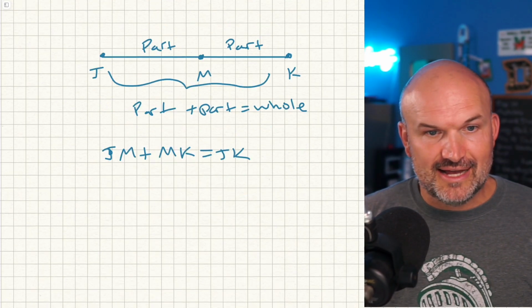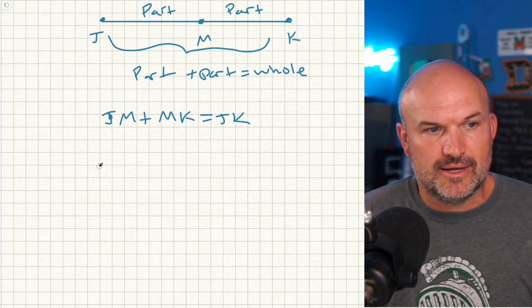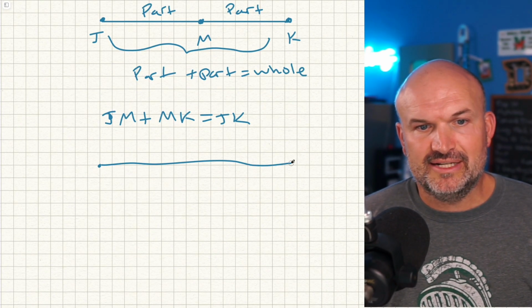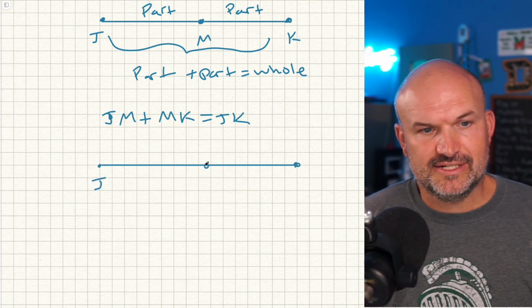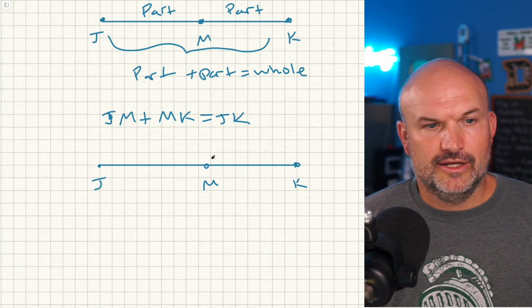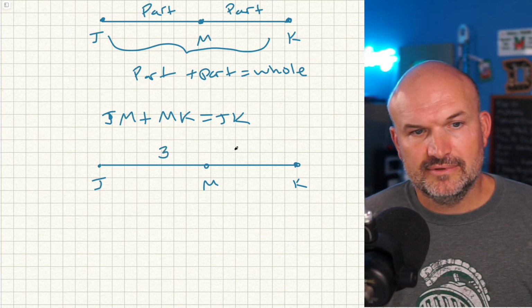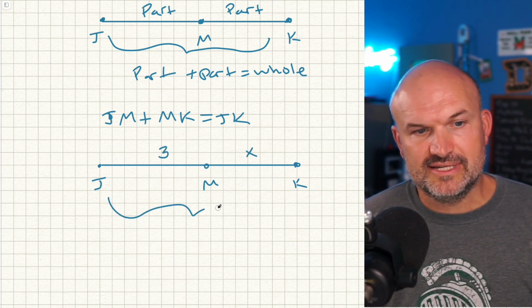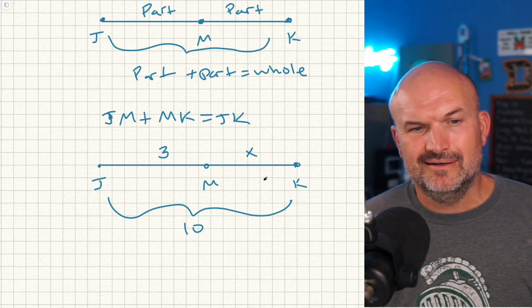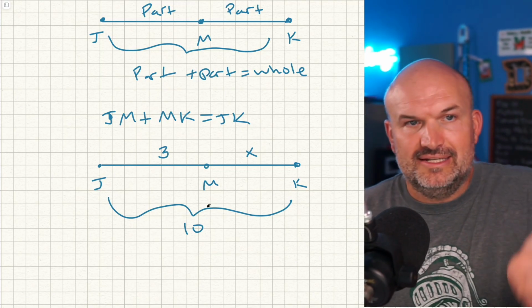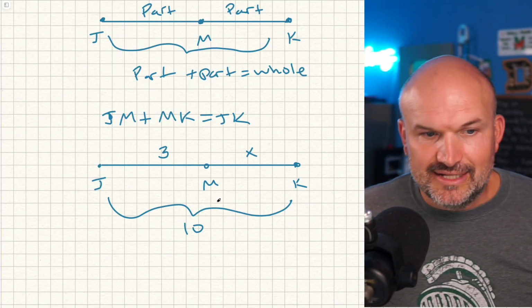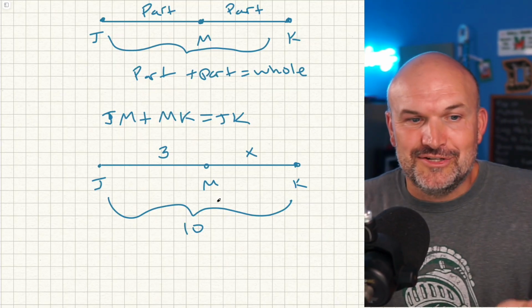Because, ladies and gentlemen, once you know part plus part equals whole, the segment addition postulate, it's not too bad. Let's rewrite these here, M and K. If this is 3, and I ask what's X, and the whole length is 10, you can say X is going to equal 7, right? Because I know 3 plus 7 is equal to 10. But obviously, this is just the foundational stuff.